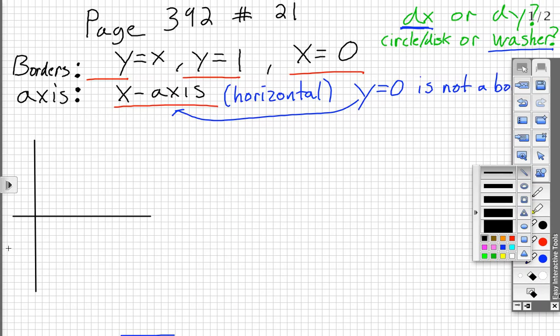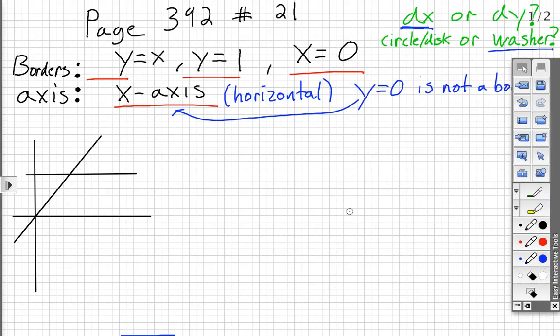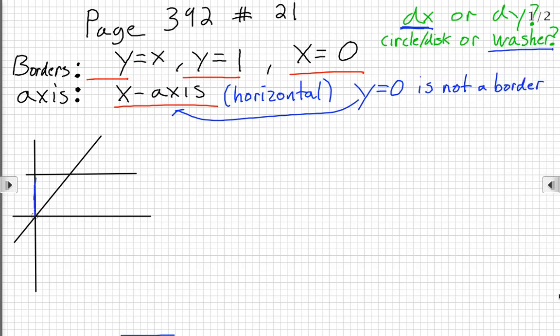but I do want to do a basic sketch. We have our line y equals x. We have our horizontal line y equals 1, which I'm going to move up just a little bit so that the area is clear. And then the other item is the x-axis itself. The line x equals 0 itself forms one of the borders. The area that we'll be rotating is the area kind of inside this triangle.